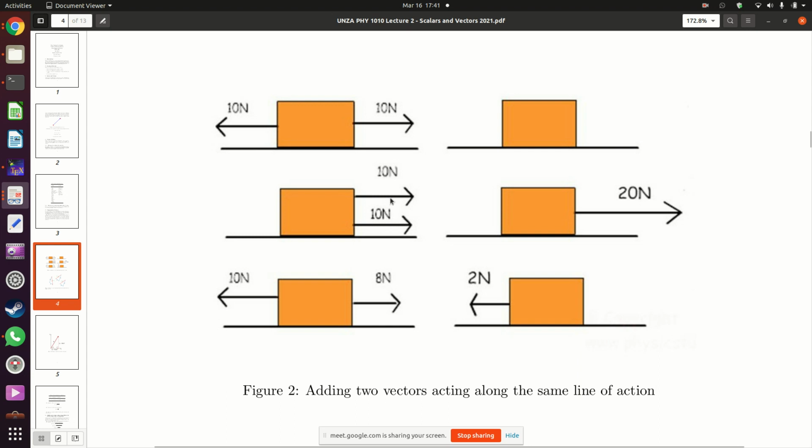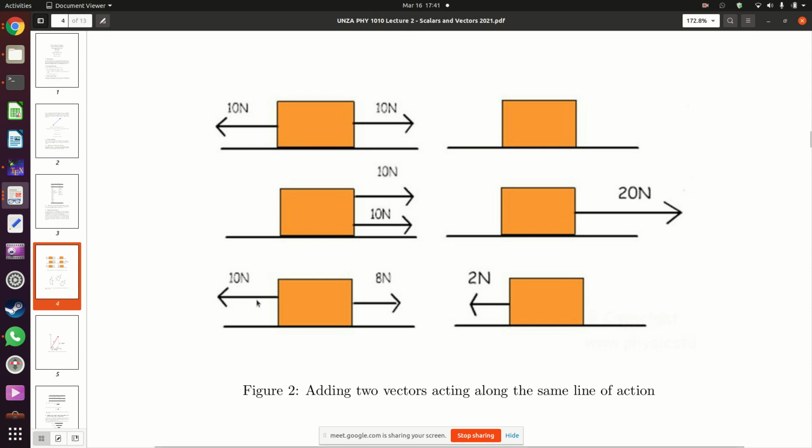Here you've got 10 newtons and 10 newtons. These forces, as you can see, are parallel to each other, so they are acting along the same line. If your forces are vectors acting in the same line, then you just add their sizes. 10 plus 10, that's how you end up with these 20 newtons here. That's the advantage of having vectors acting along the same line.